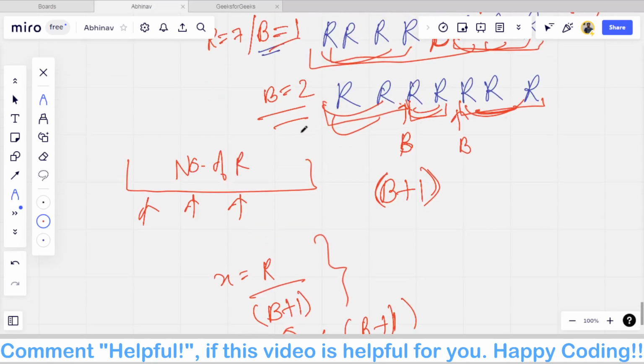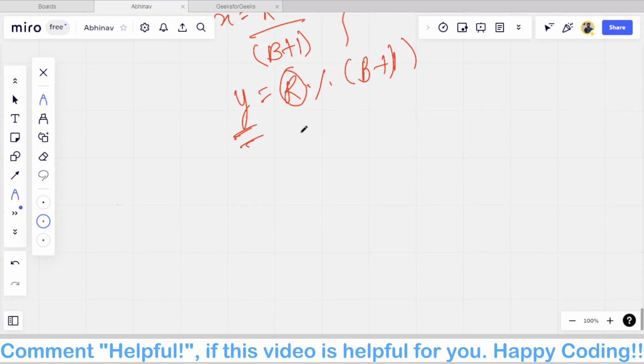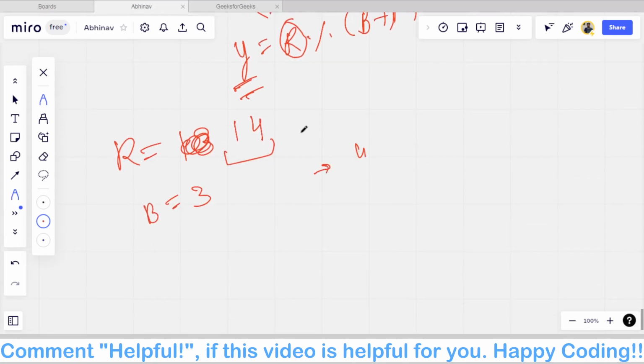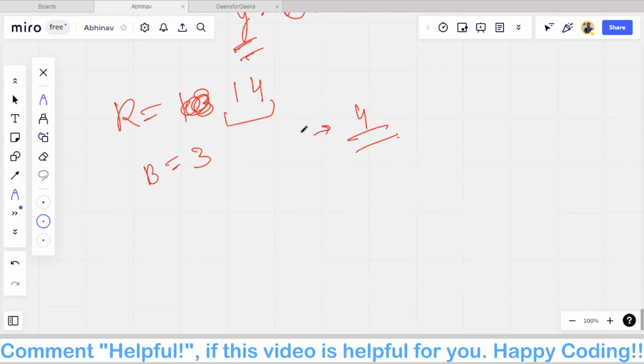For example, the value of r is, say, 13 r's. No, not 13. Let's take a good value so that I can explain. Let's take 15. Or we can also take 12, 14. Okay, take it 14. And the value of b is, for example, 3. So now obviously there should be 4 partitions. So what should be the size of one partition? It will be x is equal to 14 by 3, which is 4.